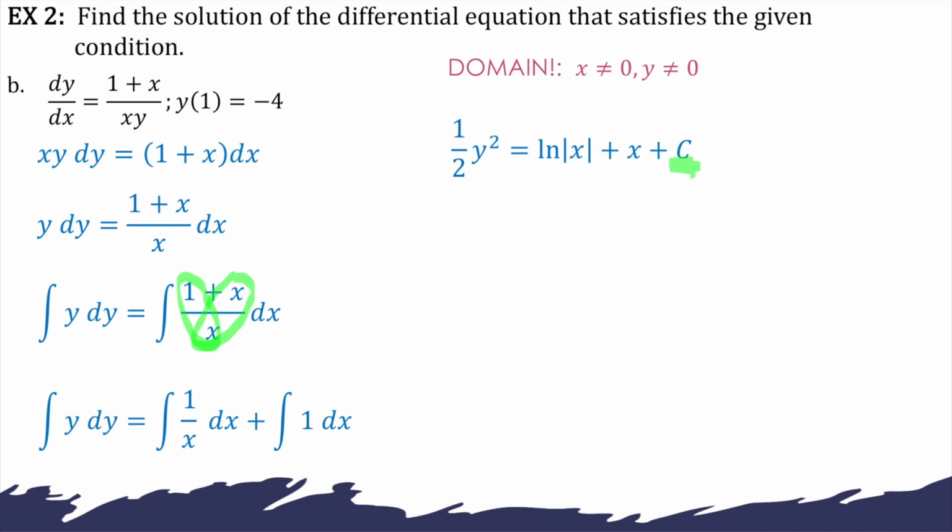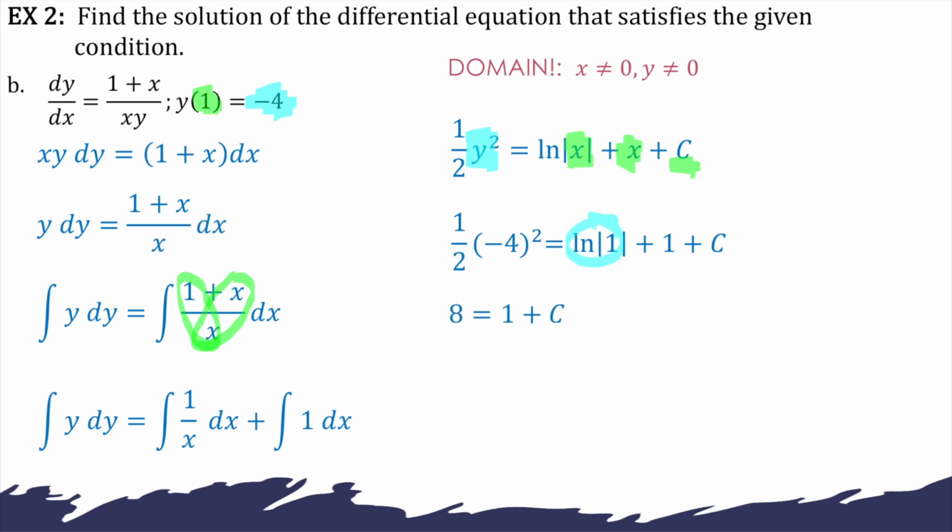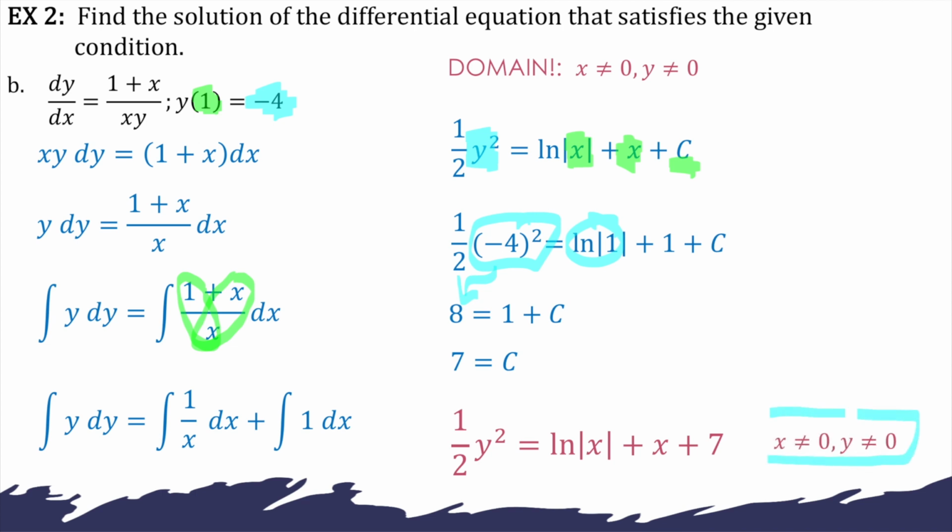And then we can plug in our initial condition. So the x's are 1 and the y's become -4. All right, well, the ln of 1 is 0, and 1/2 of 16 is 8. So we end up with 8 equals 1 plus c. So 7 equals c, and pop that back in. And again, just keep track of your domain here. Remember, from the beginning, x couldn't equal 0 and y couldn't equal 0.